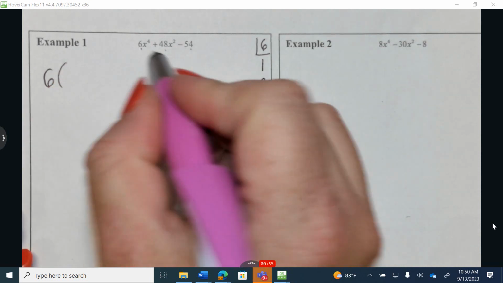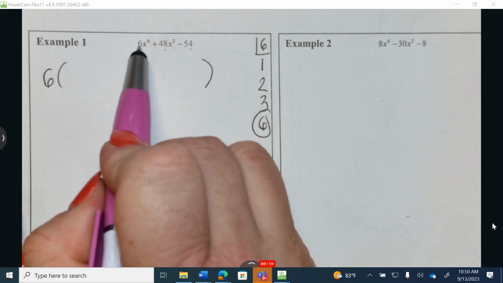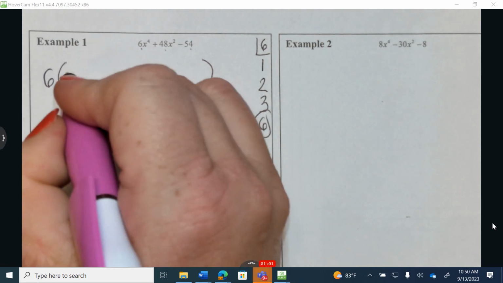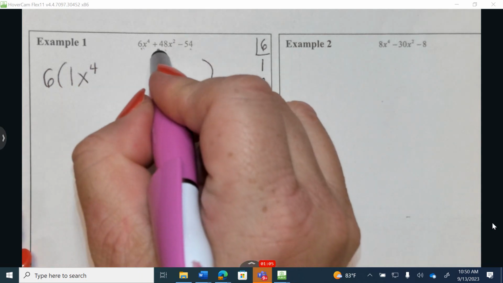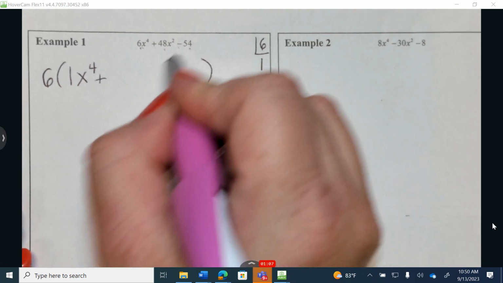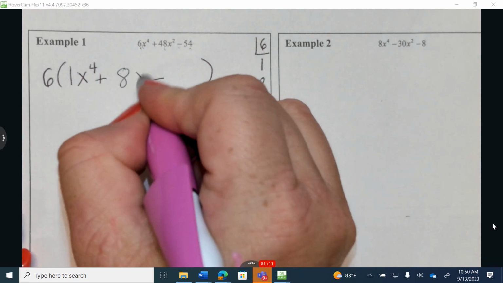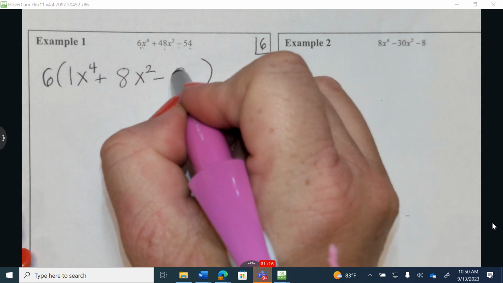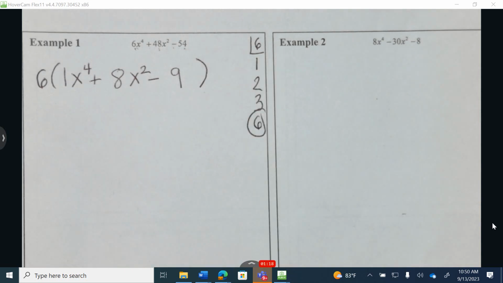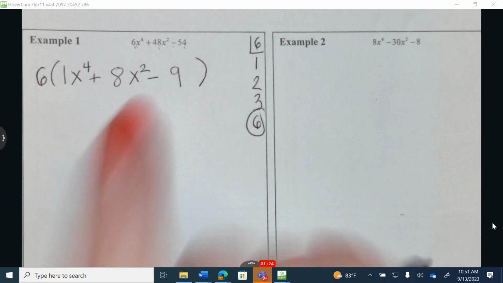Now we're going to put a parenthesis, and I ask myself, what goes inside this parenthesis? 6 divided by 6 is 1. I bring down x to the 4th. I'm going to carry down the symbols. 48 divided by 6 is 8. Bring down the x squared. 54 divided by 6 is 9. If you didn't know those answers and you were working on your own, you just grab a calculator and divide 48 by 6 and 54 by 6.